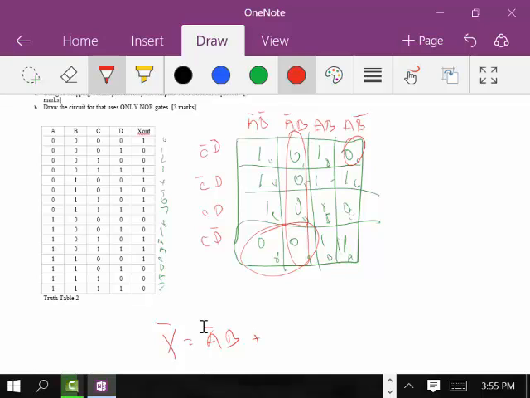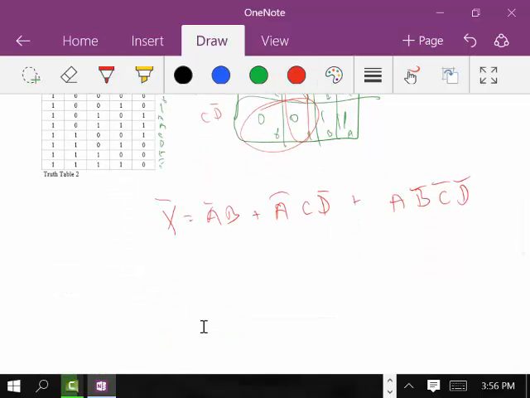plus this looks like A naught B naught. You're not, the B changes. That's A C D naught, or A B naught C naught D naught right there. That looks like our function right there.